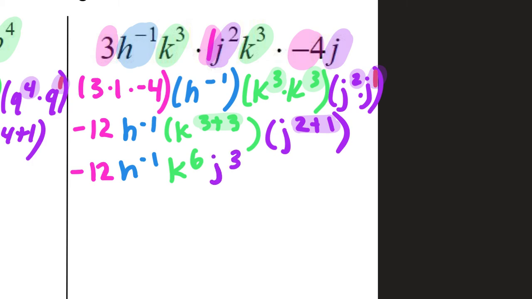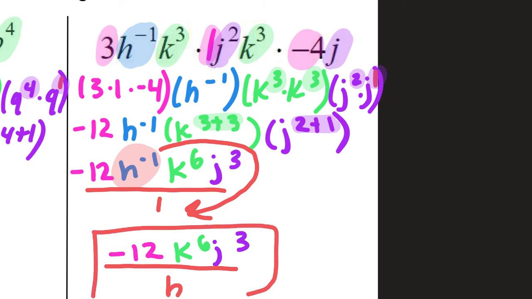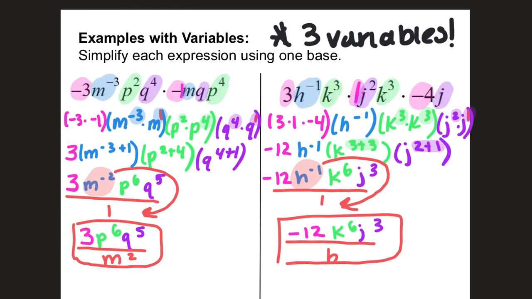Last thing I have to do is look for my negative exponents to bring it to the bottom, which I can see I have an h to the negative 1. So I'm going to take this and bring it down to the bottom. So it would be negative 12 k to the 6th j to the 3rd all over h to the 1st, which I can write as just being h. And again, these two give me examples where I have 3 variables. I'm just applying that process with more steps.